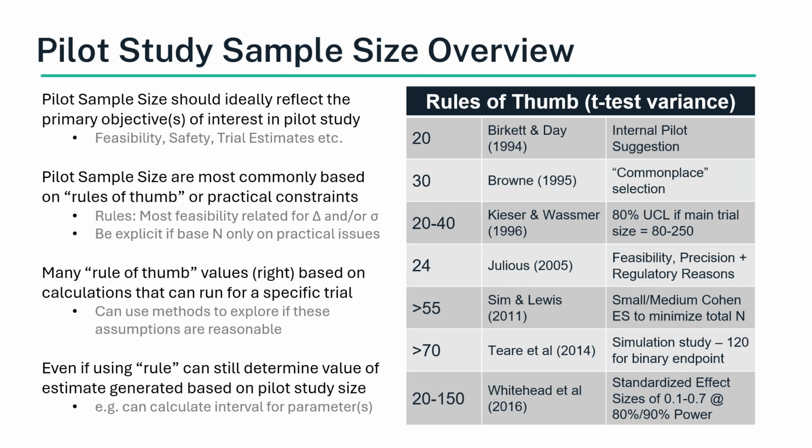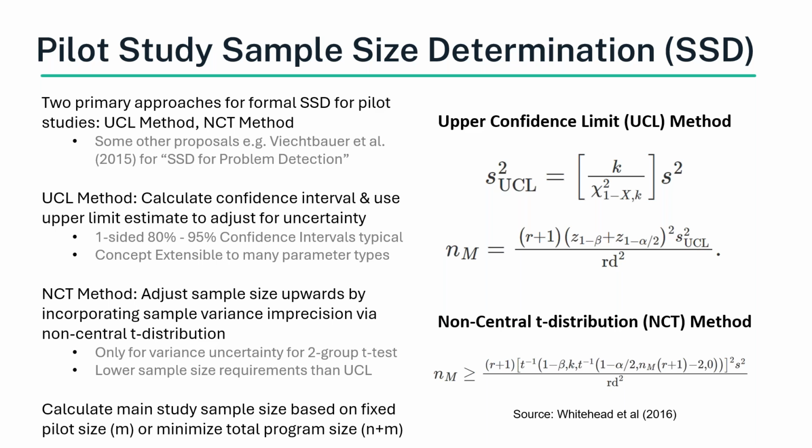And as I said, even if you pick a sample size based on practical constraints, or you just pick a value from this table on the right, you can still investigate the implications that it has for your parameters of interest. So for example, we're going to show during the demo, you could calculate, for this sample size, what the upper estimate for the variance actually would be, or the standard deviation actually would be.